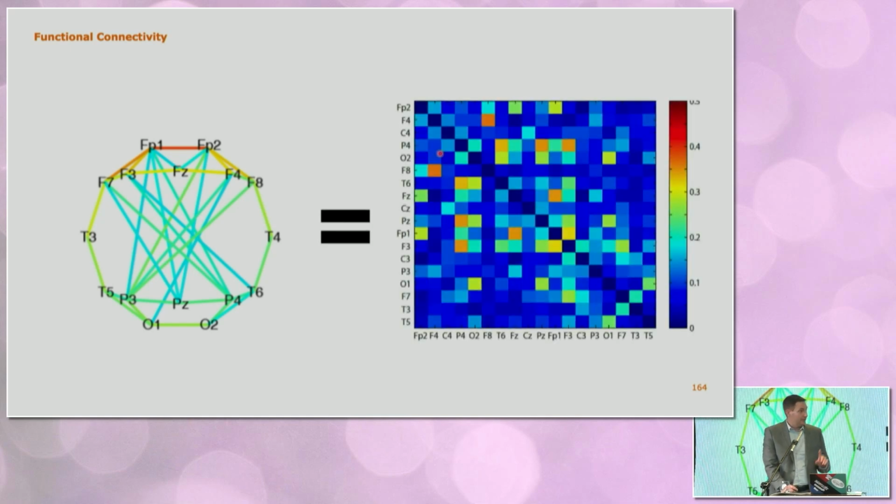I'm very excited to see that someone else put up a functional connectivity matrix before me, so now you all know what this is, right? So each row and every column is an electrode, and the color corresponds with how strong the connection is over the duration of the EEG that you're looking at between those two electrodes.